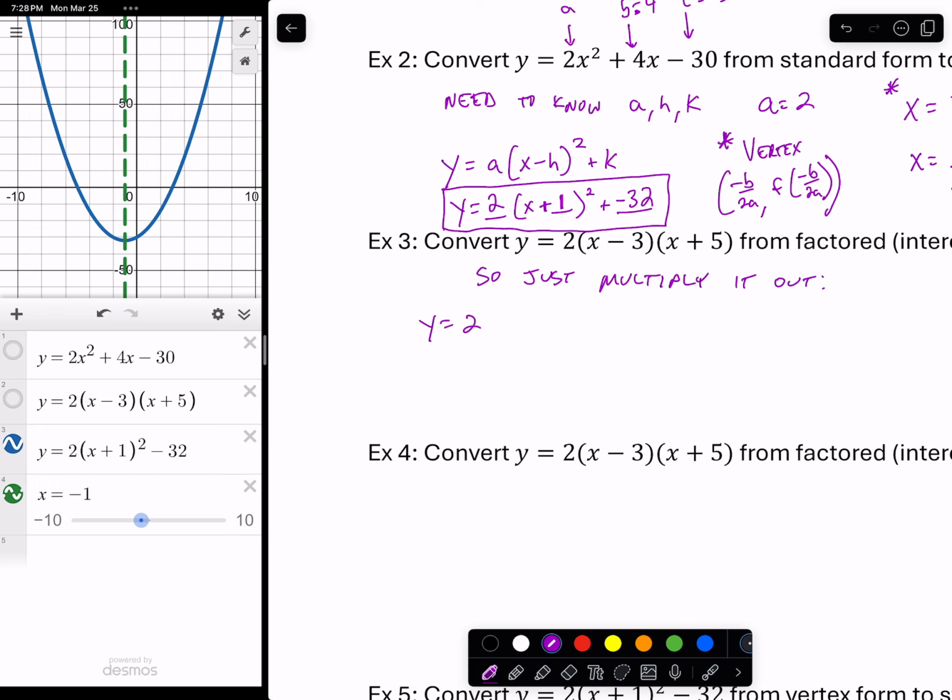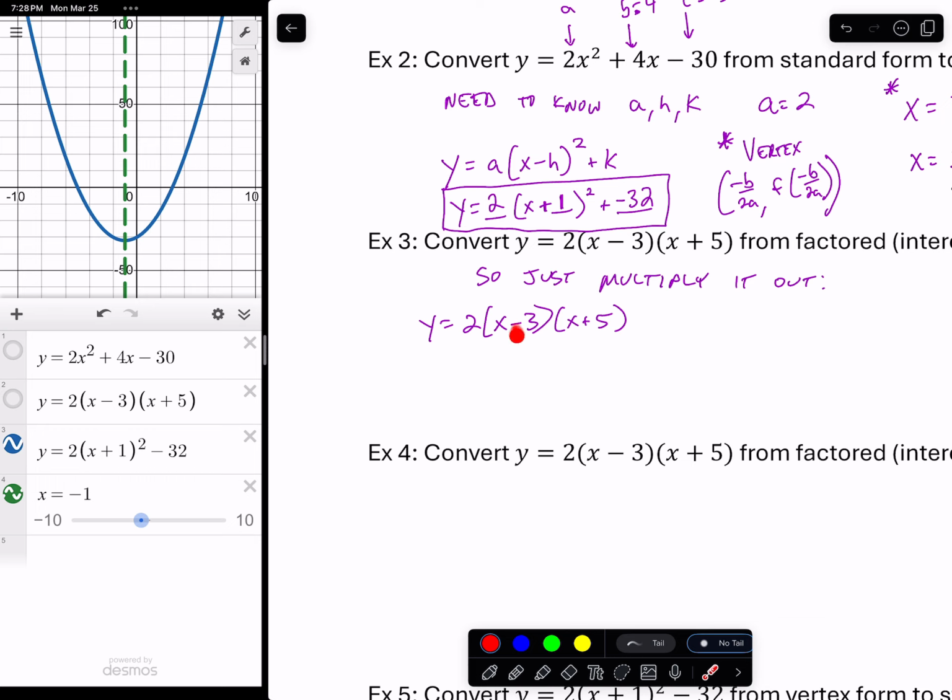I don't know why I do it this way, but this is what I do. You've got three things to multiply together: 2 times x minus 3 times x plus 5. Multiplication is a binary operation. That sounds fancy, but it just means you can only multiply two things together at once.